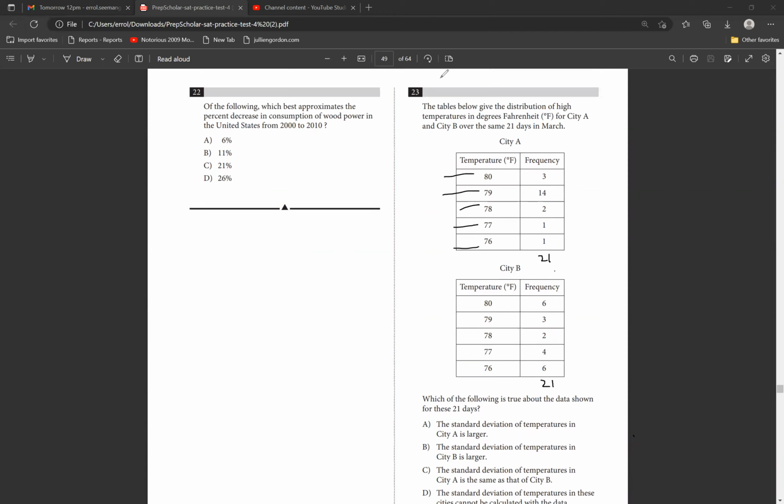So how do we calculate the mean temperature? You just add up the values and divide by the 5 days. So, for example, this one, 3 times 80 plus 14 times 79. You multiply these numbers, add them all together, and then divide by 5, I think. Yeah, that's what I'm thinking. All right, let's do that. 3 times 80 plus 14 times 79 plus 2 times 78 plus 77 plus 76 over 5 is what?